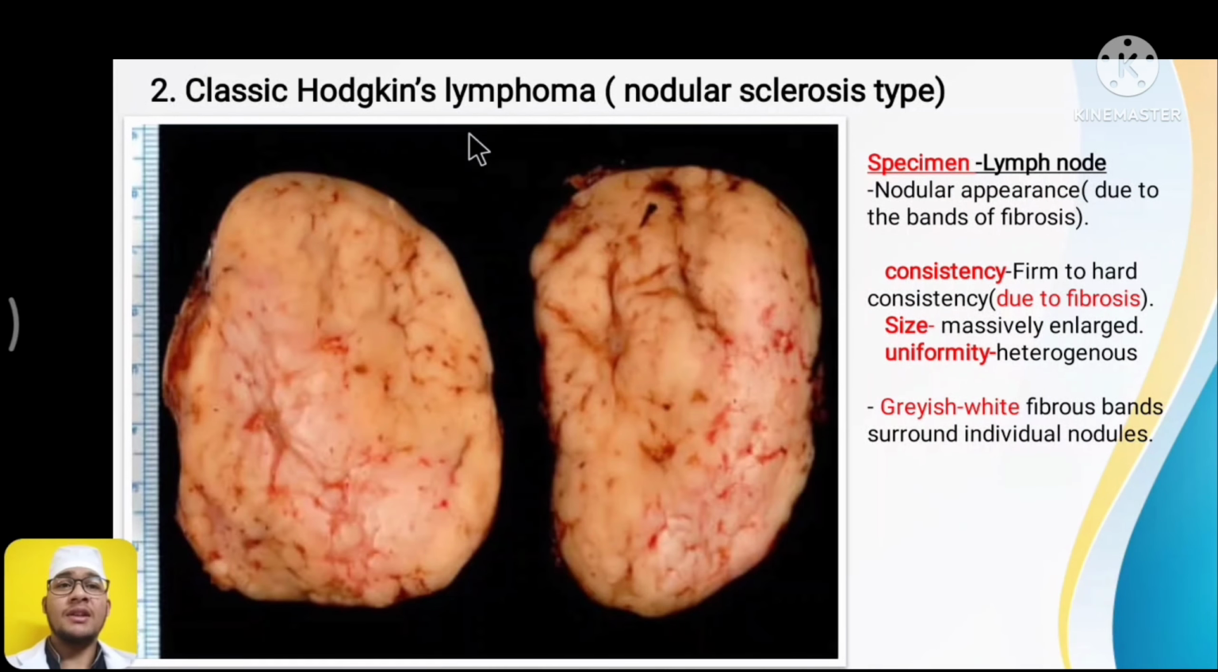The second one is classic Hodgkin's lymphoma, nodular sclerosis type. The specimen is lymph node, with nodular appearance due to the bands of fibrosis. Consistency is firm to hard due to fibrosis. The size is massively enlarged, as you can see with respect to the scale. The uniformity is heterogeneous. Grayish-white fibrous bands surround individual nodules.